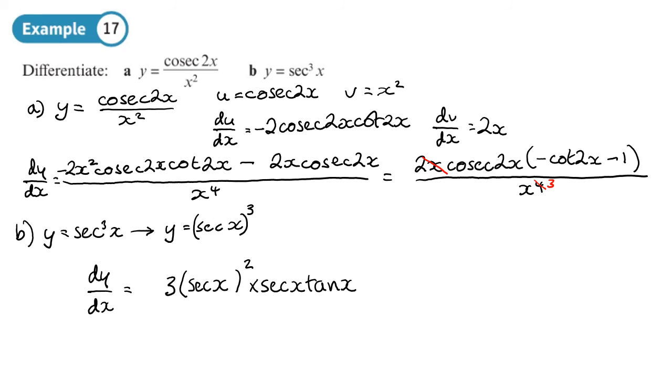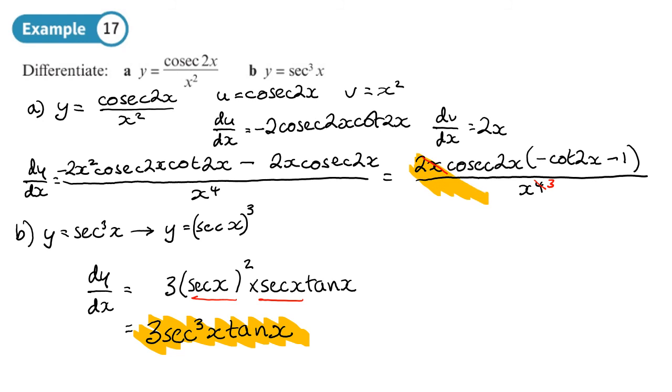And that can actually be simplified because we've got a sec squared x there times by another sec, that makes sec cubed, so 3 sec cubed x tan x. And there we go, we can leave it like that in that form. So there's our answer for part B. There's our answer for part A.